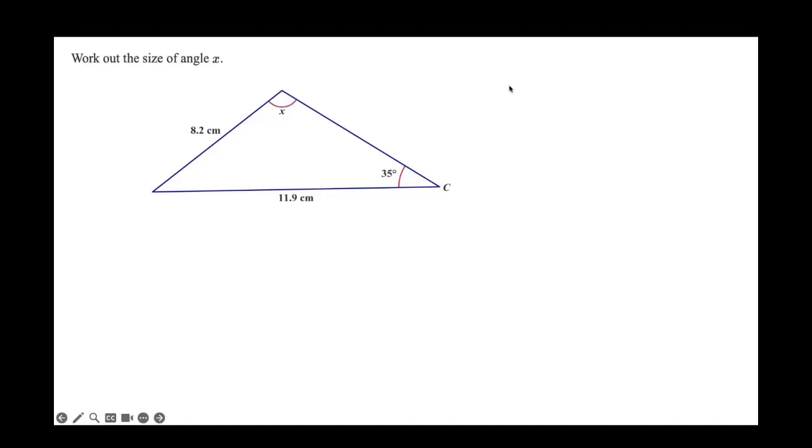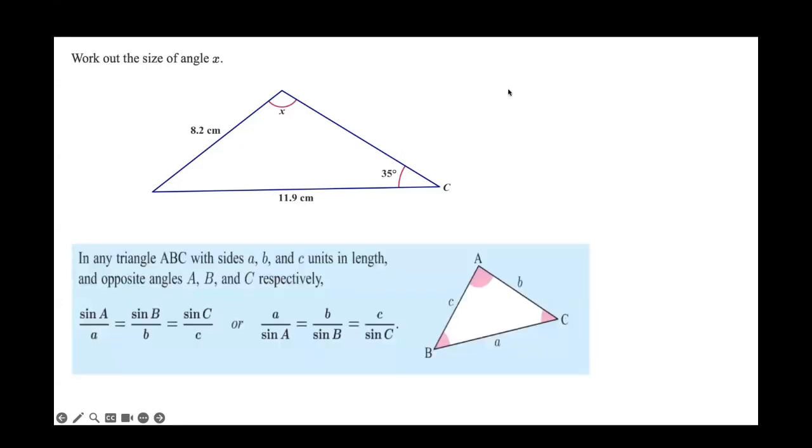Since this triangle is not a right-angled triangle, we cannot use the trig ratios. So we have to employ the sine rule. The sine rule states that whenever you have a triangle, the ratios of the sine of an angle to the side opposite to that angle are always the same in a triangle.